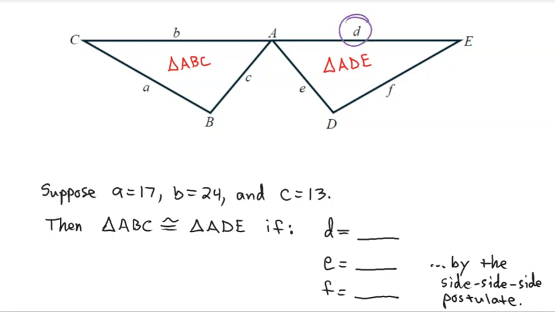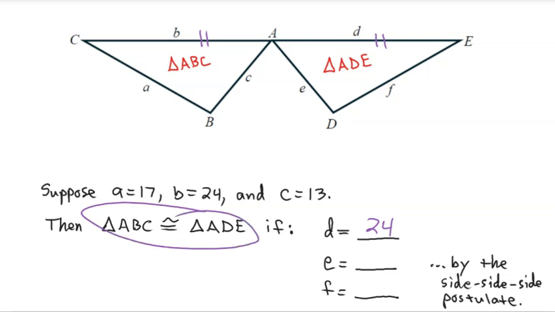Well, here's D, and it looks like D corresponds to side B. And so if side D and side B are congruent, then this congruence of the triangles could be true. Well, how can we show that D is congruent to B? Well, D would have the same measure as B, which is 24. So if D is equal to 24, then it's possible that these two triangles could be congruent.